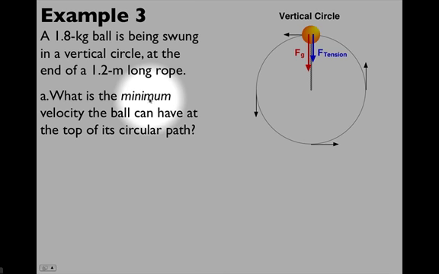The problem itself seems to suggest that there's some minimum velocity the ball will have, and that will happen when there is no tension in the rope. In other words, the only centripetal force that will be acting will be the force due to gravity itself. And we can calculate what the velocity is by simply setting force of gravity as equal to the only centripetal force.